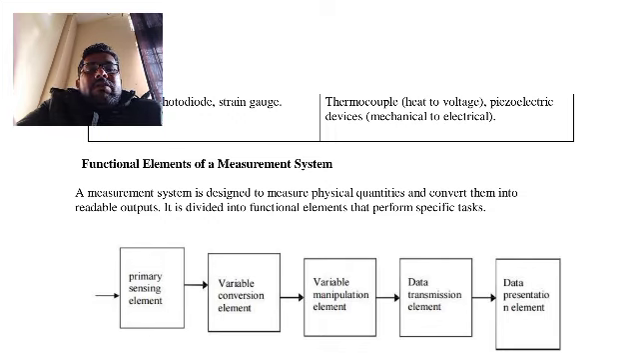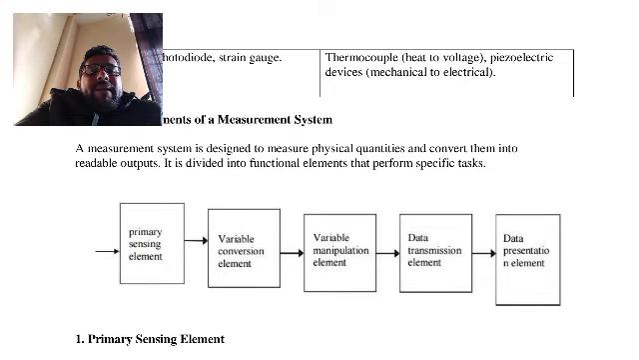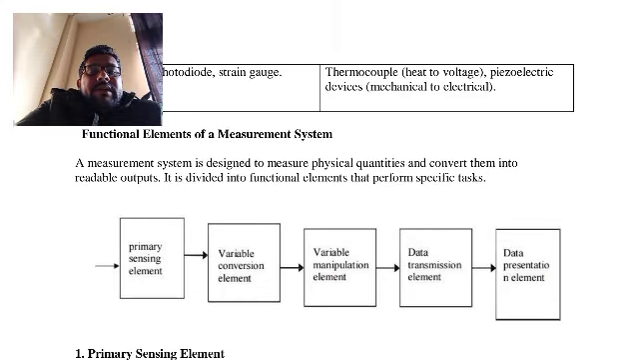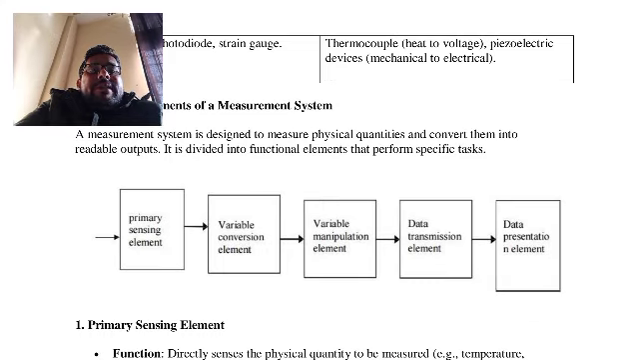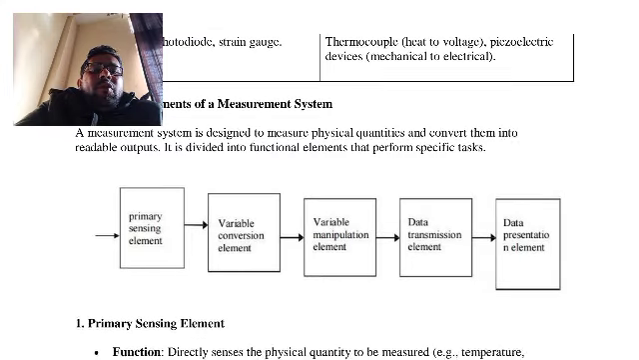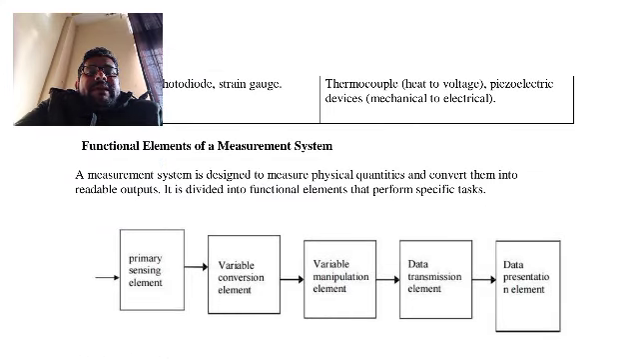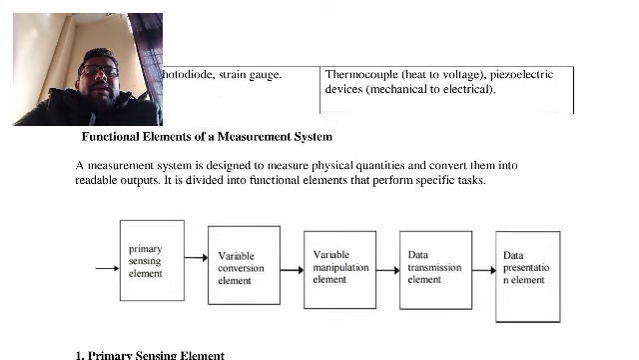So now we will discuss the functional elements of a measurement system. A measurement system is designed to measure a physical quantity and convert it into a readable output. It is divided into functional elements that perform specific tasks. The block diagram of the functional elements of a measurement system is shown in the figure. We will discuss it block by block.